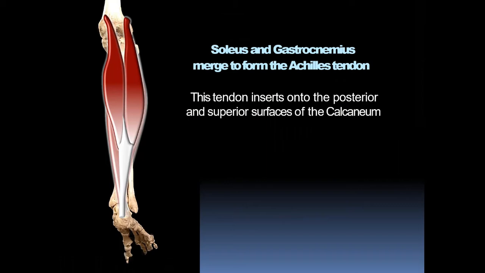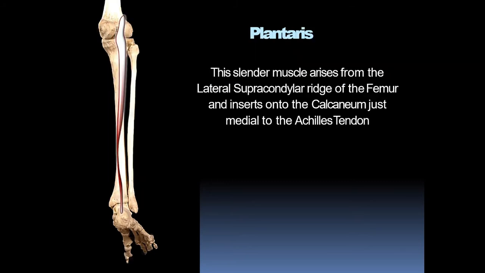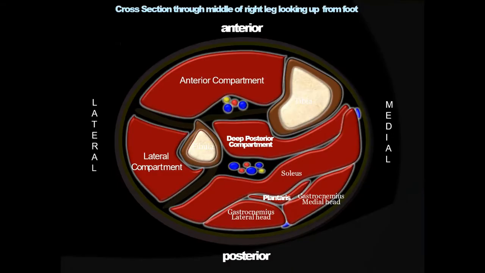Soleus and gastrocnemius merge to form the Achilles tendon. This tendon inserts onto the posterior and superior surfaces of the calcaneum. Plantaris, this slender muscle arises from the lateral supracondylar ridge of the femur and inserts onto the calcaneum just medial to the Achilles tendon. In this diagram we can see the same muscle present over here, plantaris.